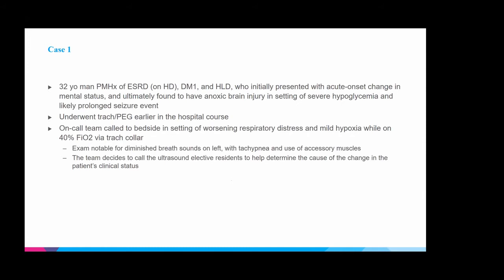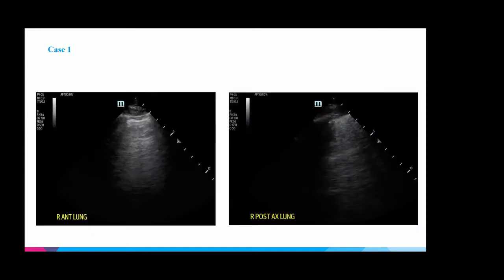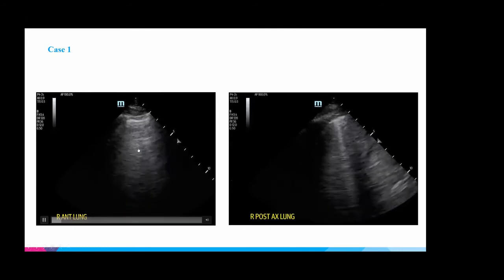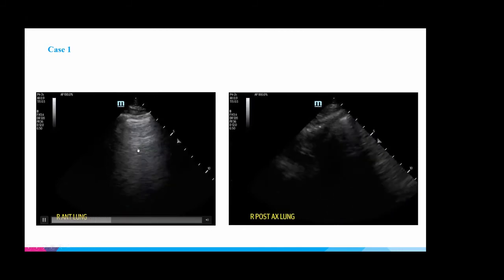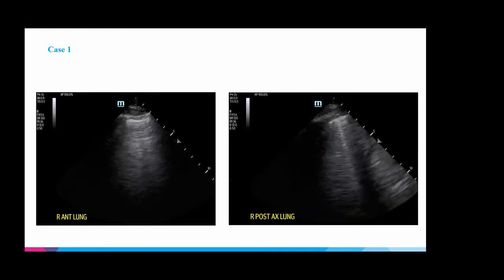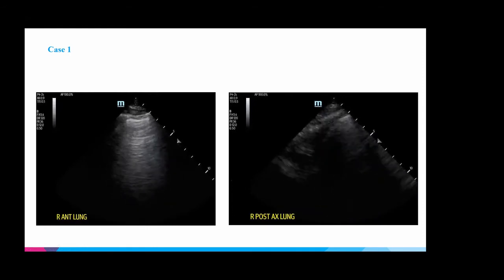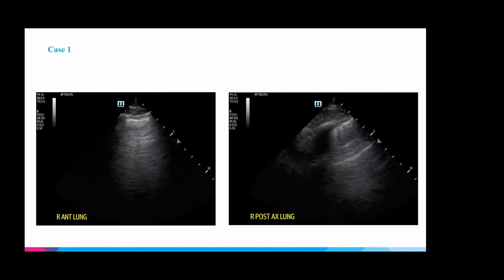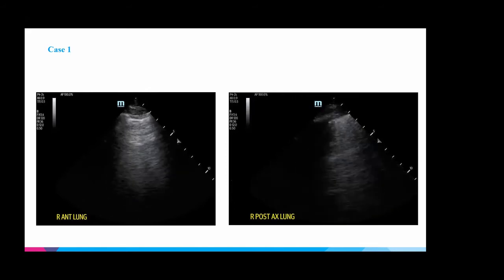Already thinking of what could be going on with the patient. So this is his right side. The clip on the left represents the right anterior lung, and the clip on the right is the right mid-axillary / posterior area of his lung. So what do you guys think? What are we seeing on the first clip?